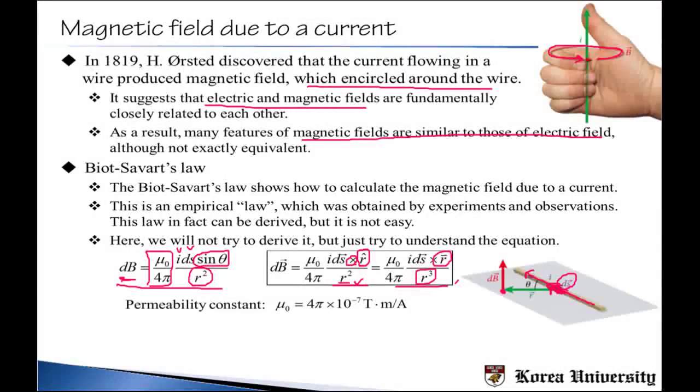Okay, and then this part of the proportionality constant is called the permeability constant, and its size is shown here. You don't really have to remember the number, but remember that this permeability constant itself is a very important constant in magnetism.